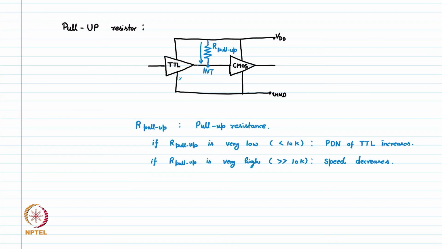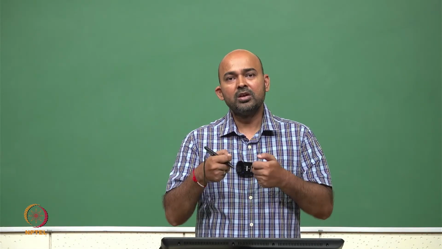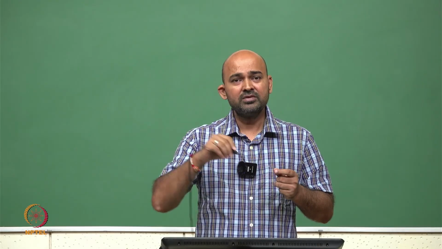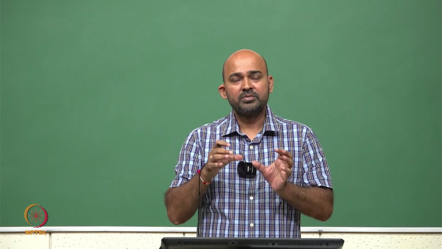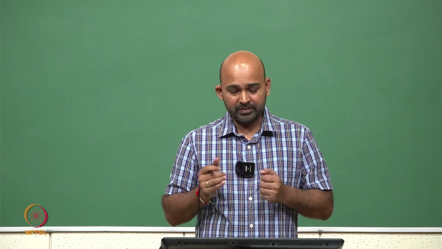If we have a very high value pull up resistance, a very big resistance, then it will not be providing enough current to pull up the node. So, the response will be very sluggish, the rise will be very sluggish, and the speed of operation actually comes down, which is not a very good thing.